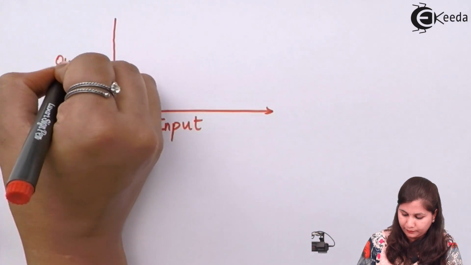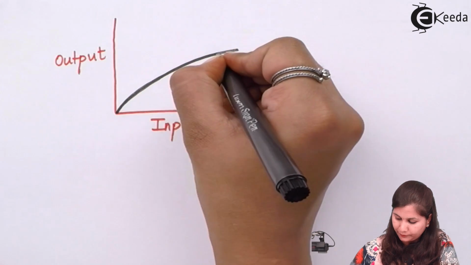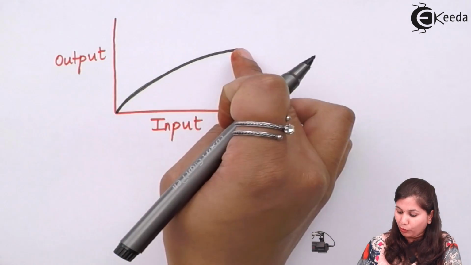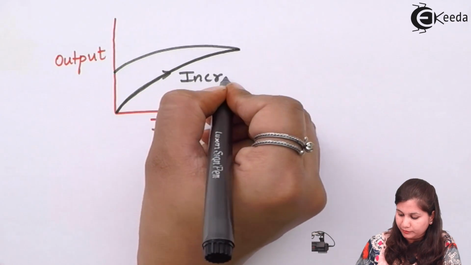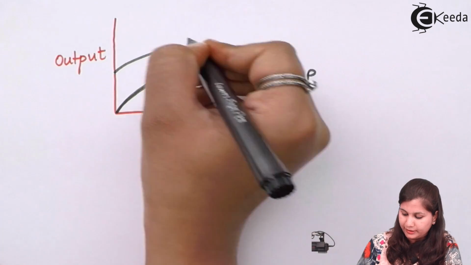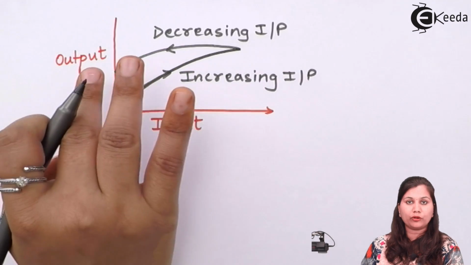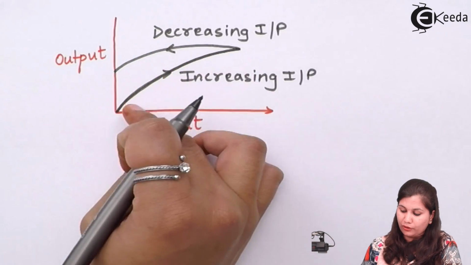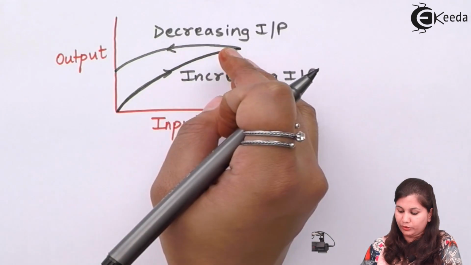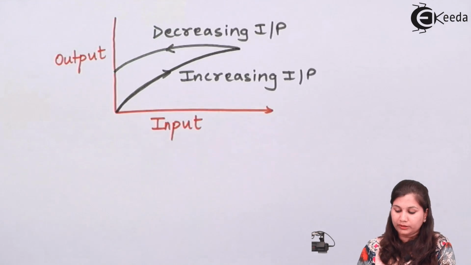If we draw the graph for hysteresis, when we are increasing the input values, we get a graph like this. Now when we are decreasing the input, we follow the same values, but we get a different output. So this is for the increasing input and this is for the decreasing input. That is the graph for hysteresis. You can see that for the decreasing values a greater output is obtained in comparison to the output obtained when the input values are increasing. So when the input is increasing we get one output, and when we decrease the input we get a different output. That is called hysteresis.